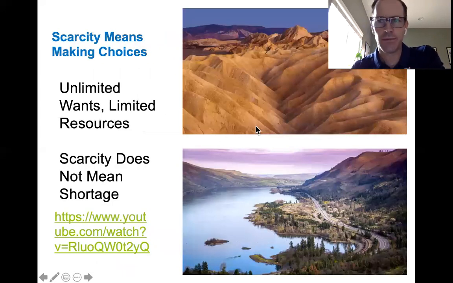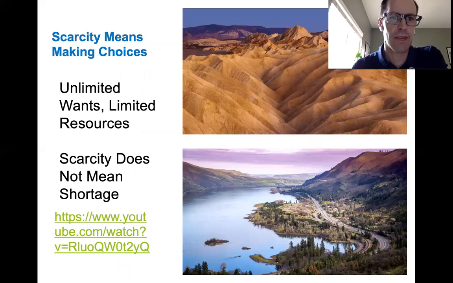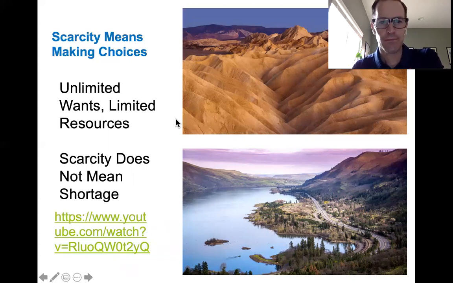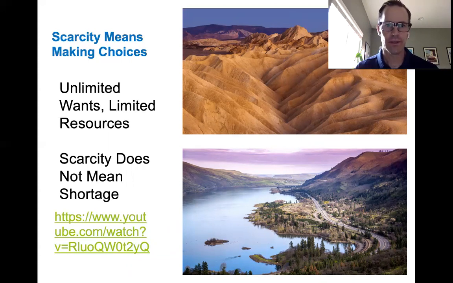Okay, so let's keep going here. So scarcity means making choices, all right? Unlimited wants, limited resources. We want it all, okay? But we just don't have unlimited resources, most of us. But it's really important to remember, scarcity does not necessarily mean a shortage, okay? So scarcity is really contingent, it's situational, okay?